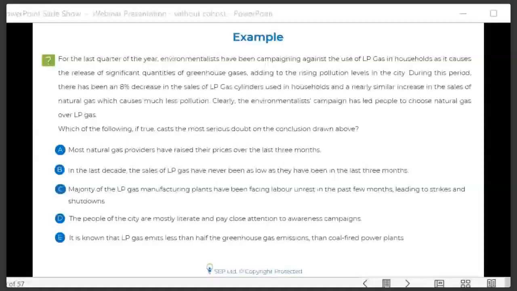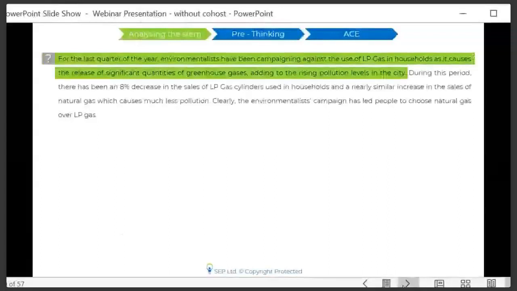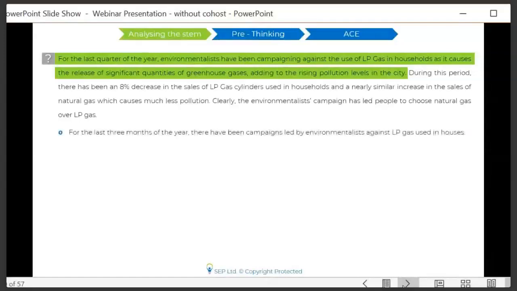Here it is. For the last quarter of the year, environmentalists have been campaigning against the use of LP gas in households, as it causes the release of significant quantities of greenhouse gases, adding to the rising pollution levels in the city. A lot of information here. So for the last 3 months of the year, there have been campaigns led by environmentalists against LP gas used in houses. And we have a fact given about LP gas. It emits considerable amounts of greenhouse gases, and this contributes to the increase in the pollution in the city.